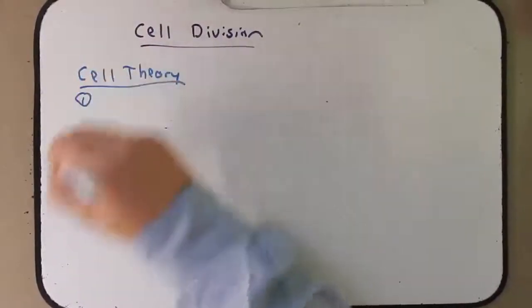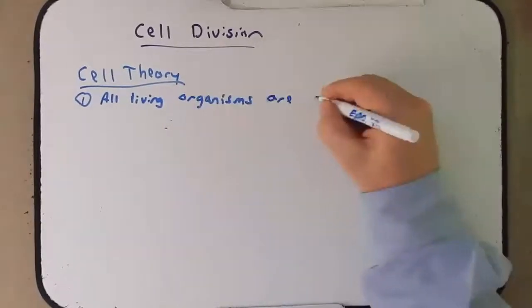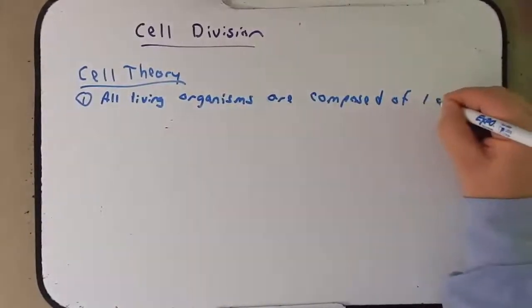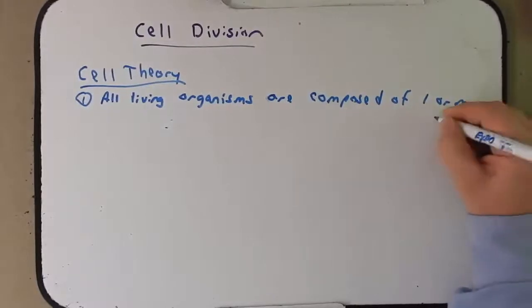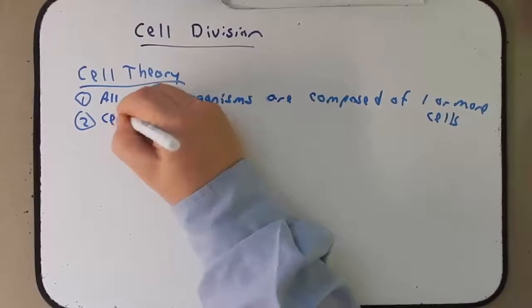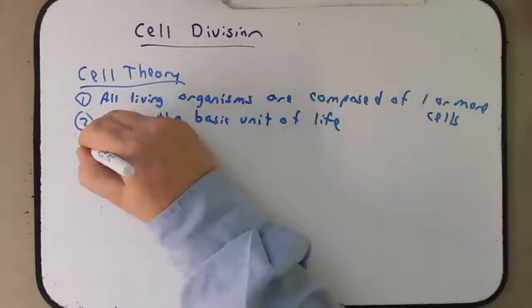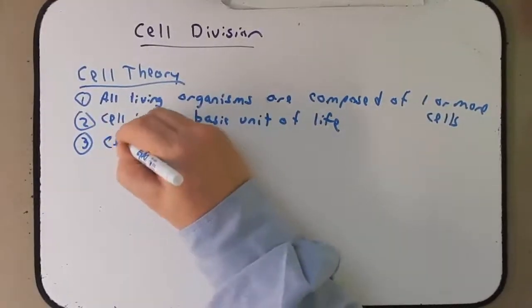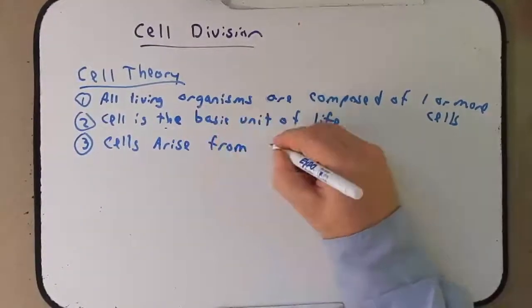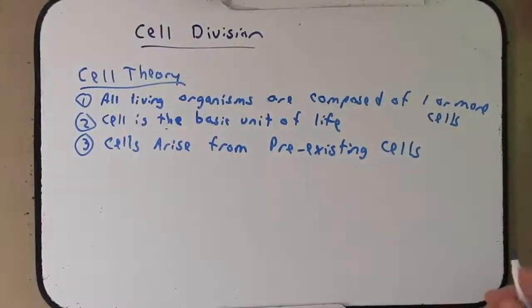Remember, the cell theory says that all living organisms are composed of one or more cells. The second tenet of the cell theory is that the cell is the basic unit of life. And the third one here is that cells arise from pre-existing cells. They don't arise spontaneously. There's always a cell and then it produces another cell. And really this is the focus of this podcast and the next several podcasts.